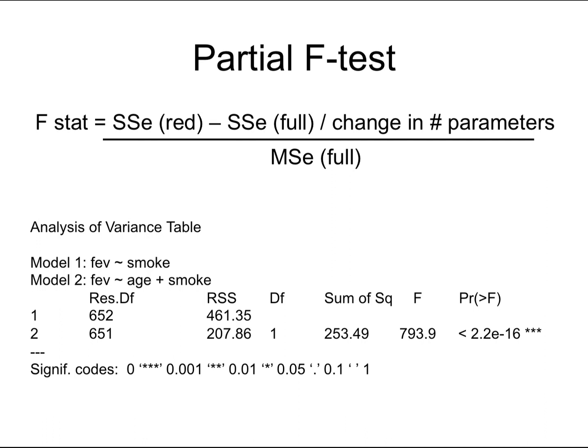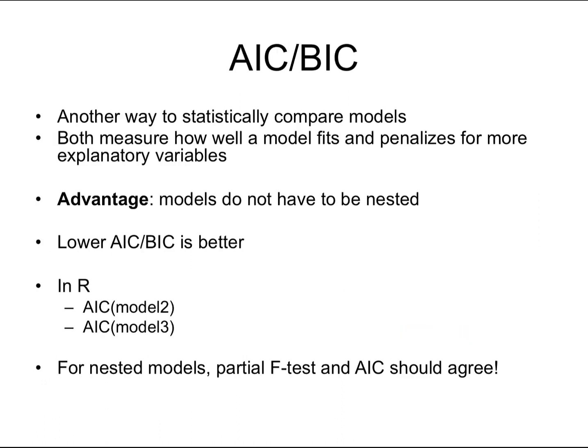So here's the output for the partial f-test comparing our two models. The F statistic is 793. Since the p-value associated with the F statistic is less than 0.05, we can reject the null hypothesis that there's no difference in the sum of squared error between the models and conclude that we have evidence to suggest that the full model is better. The full model explains significantly more variation than the reduced model.